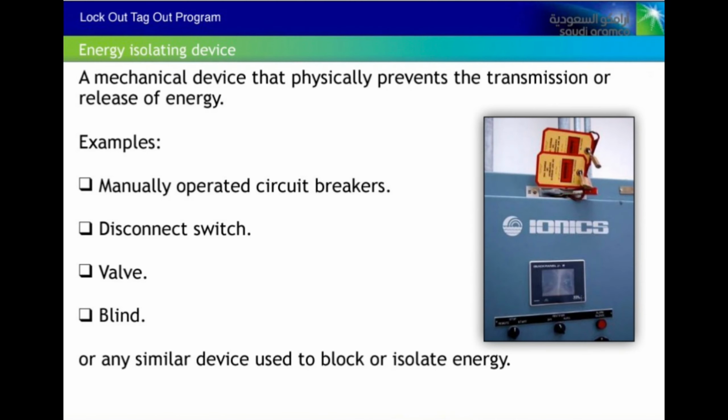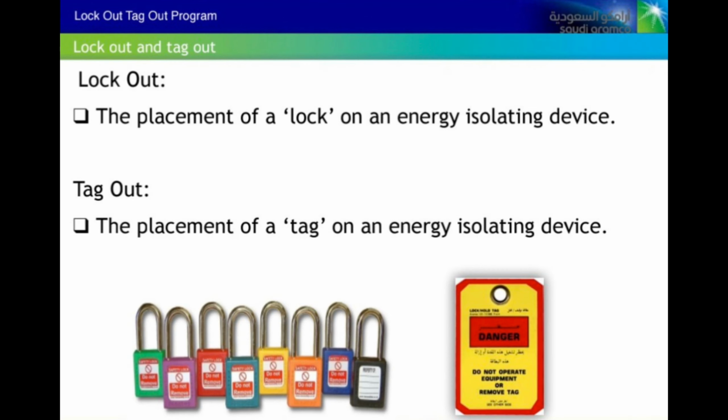Energy isolating device, a mechanical device that physically prevents the transmission or release of energy. Examples: manually operated circuit breakers, disconnect switch, valve, blind, or any similar device used to block or isolate energy. Lockout, the placement of a lock on an energy isolating device. Tagout, the placement of a tag on an energy isolating device.